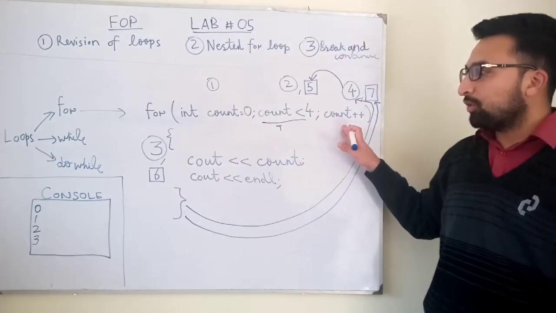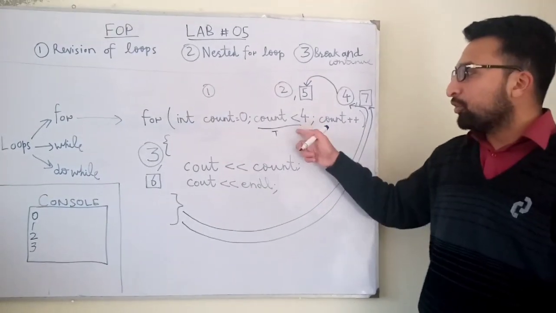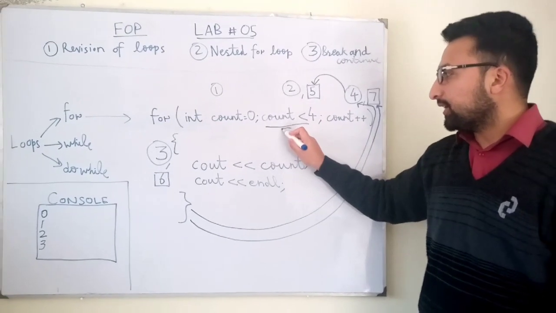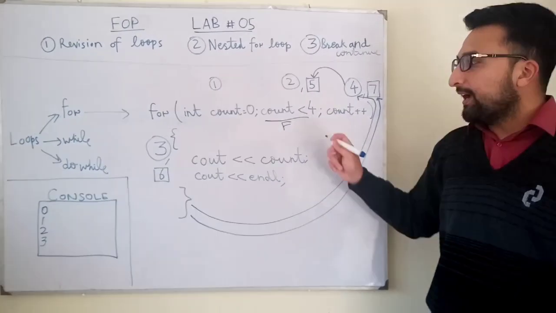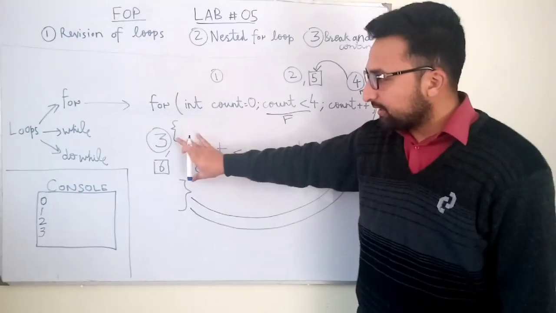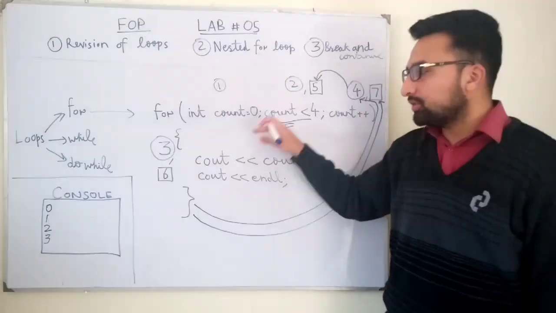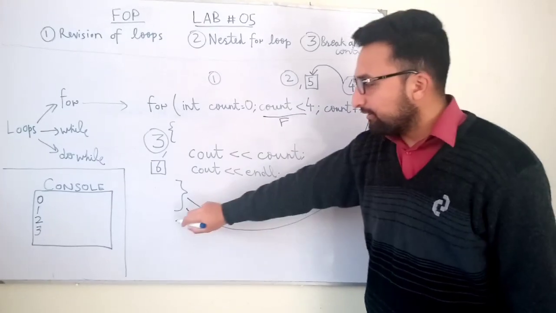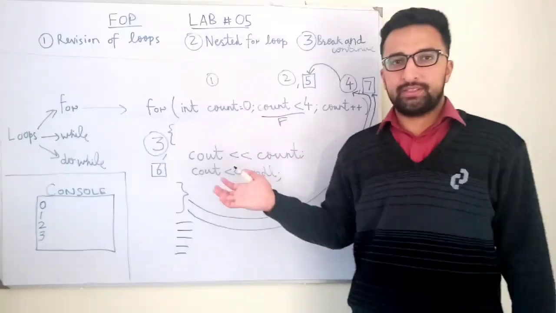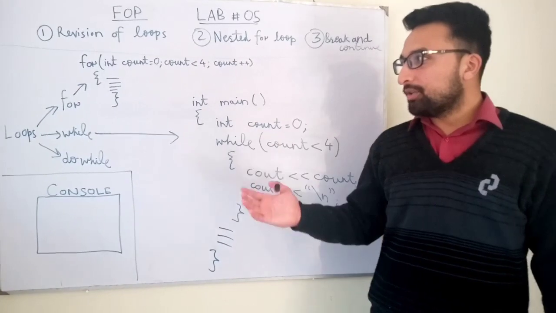Now the value of count will become 4 when another increment happens, and 4 less than 4 is a false statement. So the result that will be returned from here will be a false or a 0, and when the expression is evaluated to be false, anything written inside the brackets of this for loop gets skipped, and whatever code is written after the for loop gets executed. That's how for loop works. We just saw how the for loop works. Now we will look at how the while loop works.